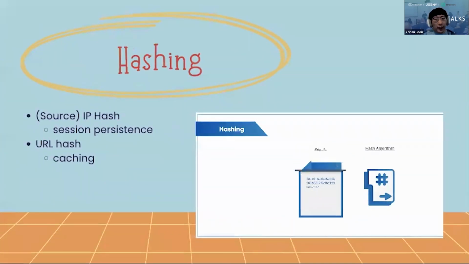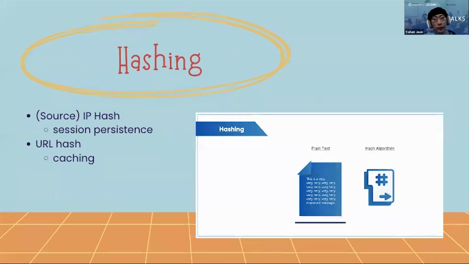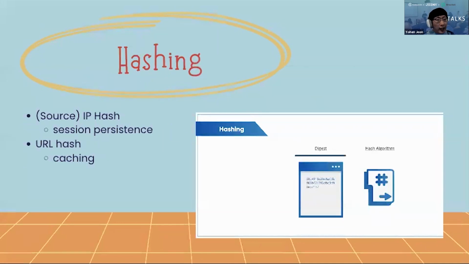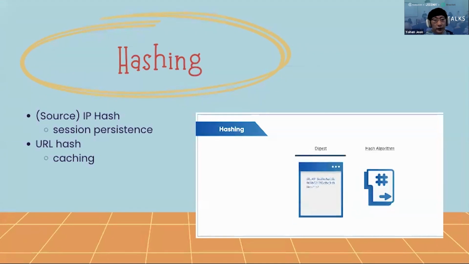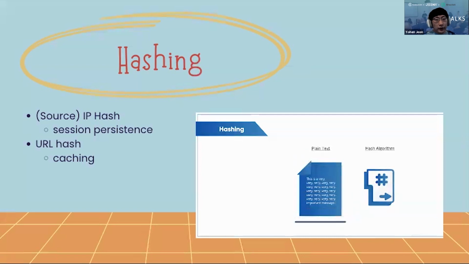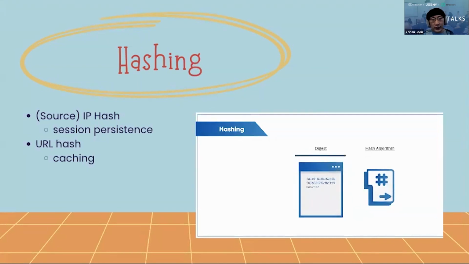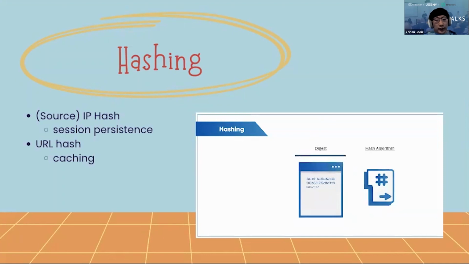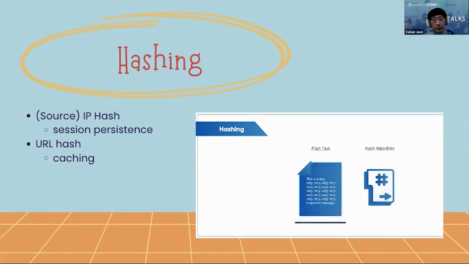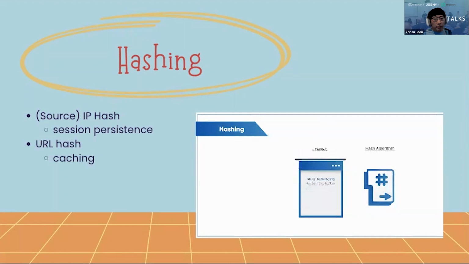A bit more complicated are the hash algorithms, which come in 2 flavors, IP hash and URL hash. The IP hash uses the IP address of the client to determine which server receives the request. This allows for session persistence, also known as a sticky session. It's the idea that all requests from a client are sent to the same server for the duration of the session. This is necessary to prevent having to send information between servers or even possibly prevent data from becoming irretrievable.